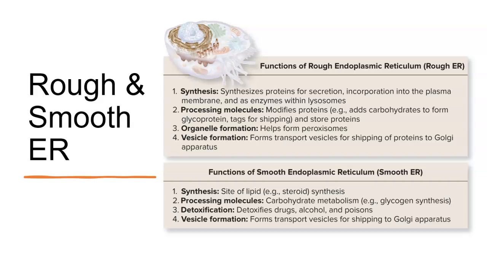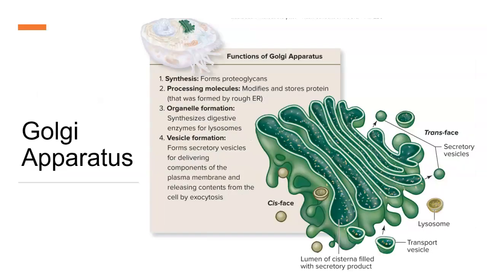So you find a lot of smooth ER in things like the testes, because they make the steroid hormone testosterone, but also in the cells of the liver, because remember, the liver is your detoxifier that breaks down alcohol, drugs, and poisons.